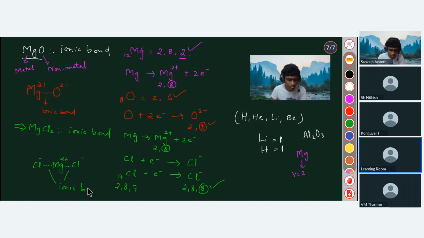Yes, sir. Whenever there are oppositely charged ions, definitely there will be an ionic bond, and whenever there is a metal and a non-metal, there will be an ionic bond. You have to remember this. This is very important. Wait a second, sir. Just write this down.